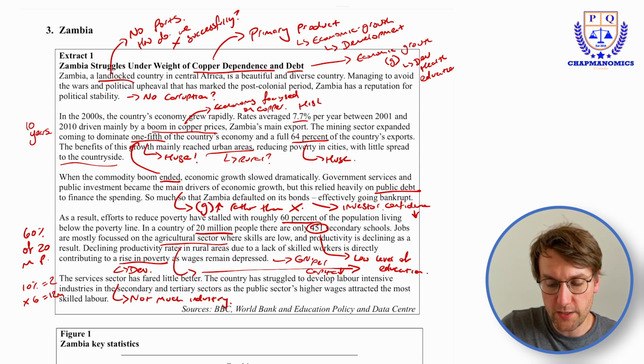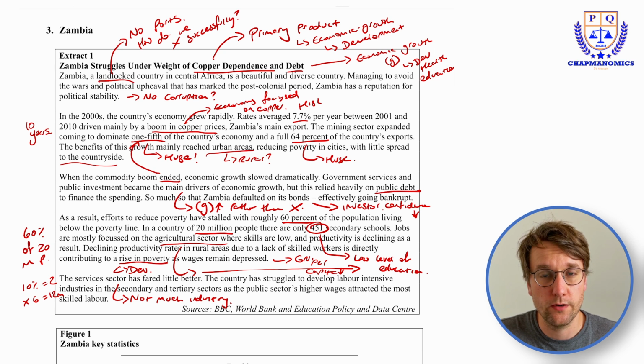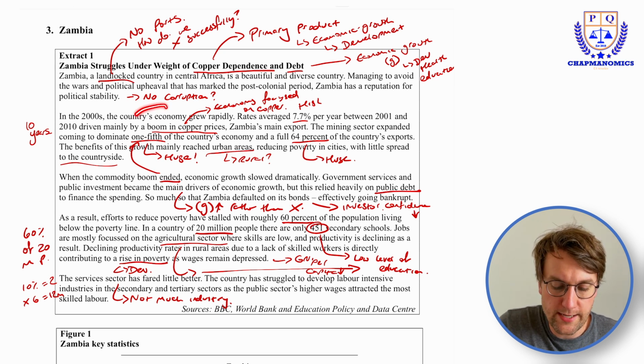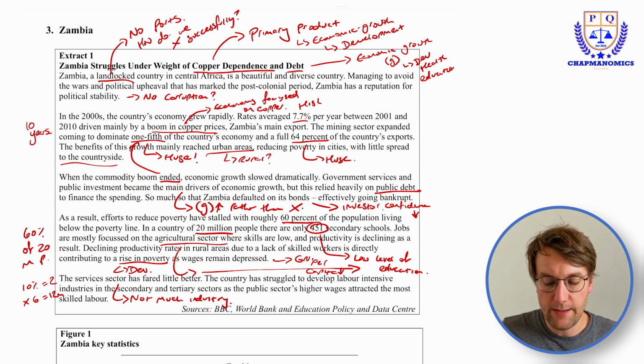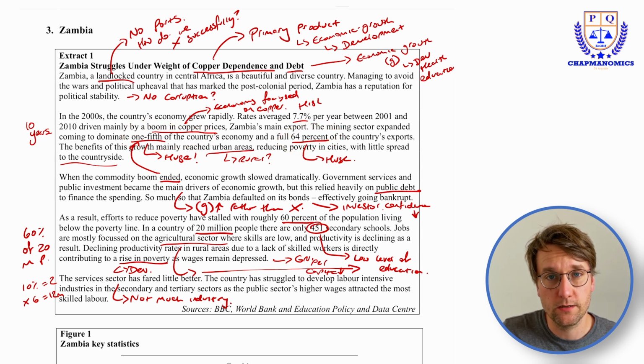points here. The first one is that this is a country that is completely dependent on its copper, which is a primary product. And it was great in the boom times, but it is not so good when the boom ended. And because the country is so dependent on it, because 64% of the country's exports and 1/5 of the country's economy is dependent on copper, if things have gone bad in the copper industry, then economic growth is going to suffer significantly, and also probably economic development is going to suffer significantly because the government's not going to receive tax money in order to invest in things like education and healthcare.